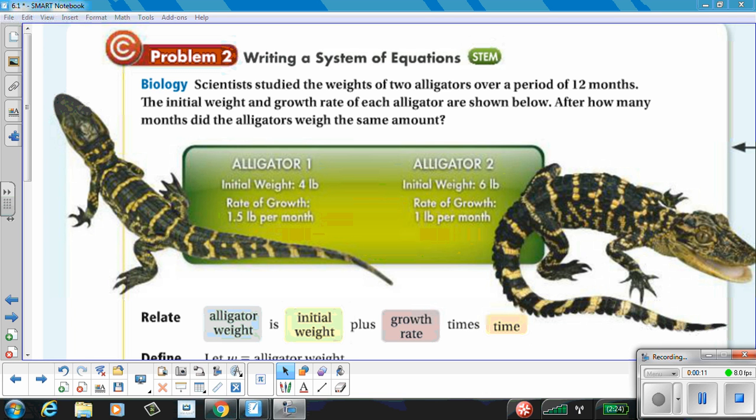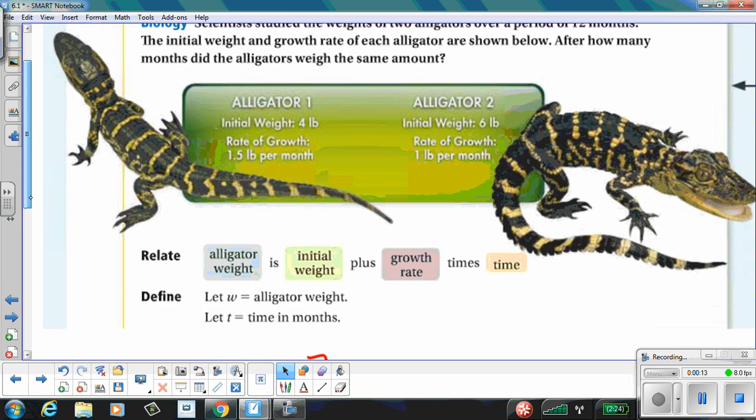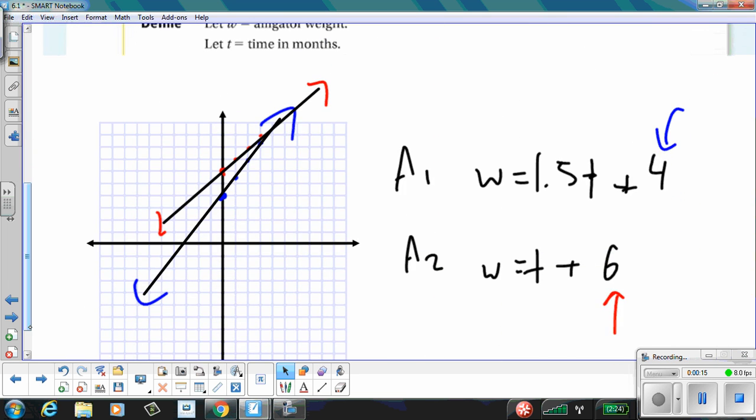Well, let's take a look at these alligators. Let's see how they're doing. I played this out down here, and here's the equations I came up with. Alligator 1 is going to be 1.5 pounds times each month plus the original 4 pounds. That's played out in my line in blue. And then the second alligator in red is 1 pound per month, so 1 times T, plus the original 6 pounds, which we see in red.